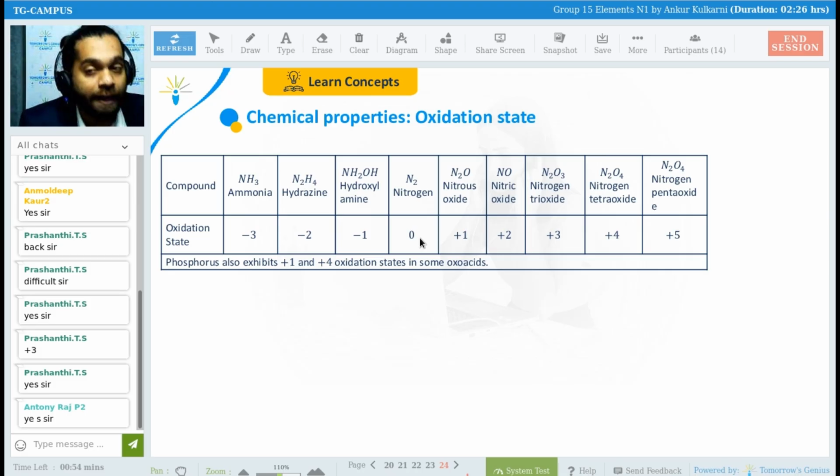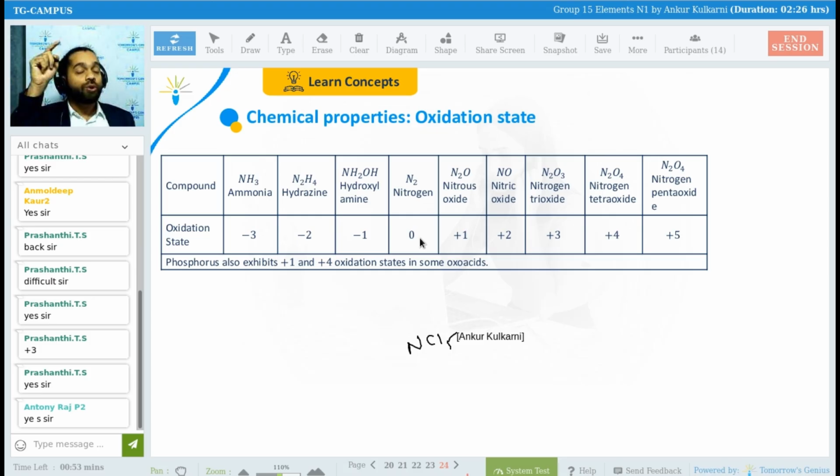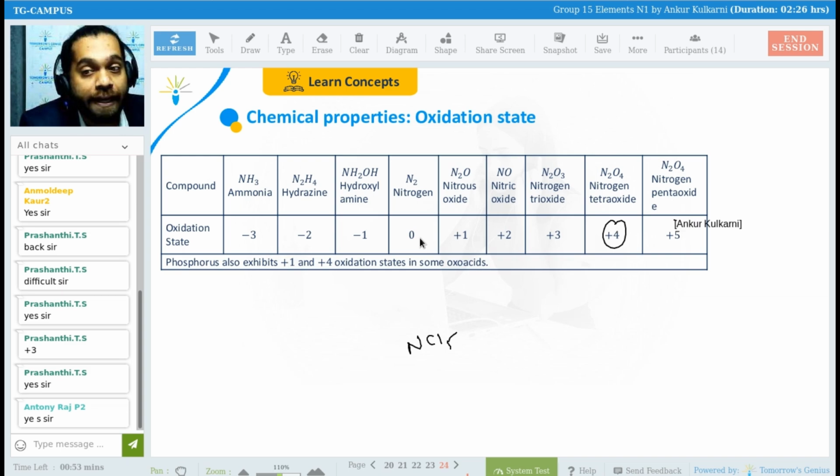Now the question will come to your mind: why did we not have NCl5 over here if it can go till +5? But if you notice, +4 and +5 will always exist as a diatomic, N2. It will never be a single N. They can combine and go to +4 and +5, but a single nitrogen cannot go to +5. Are you getting it, everyone? So over here, -3 to +5.